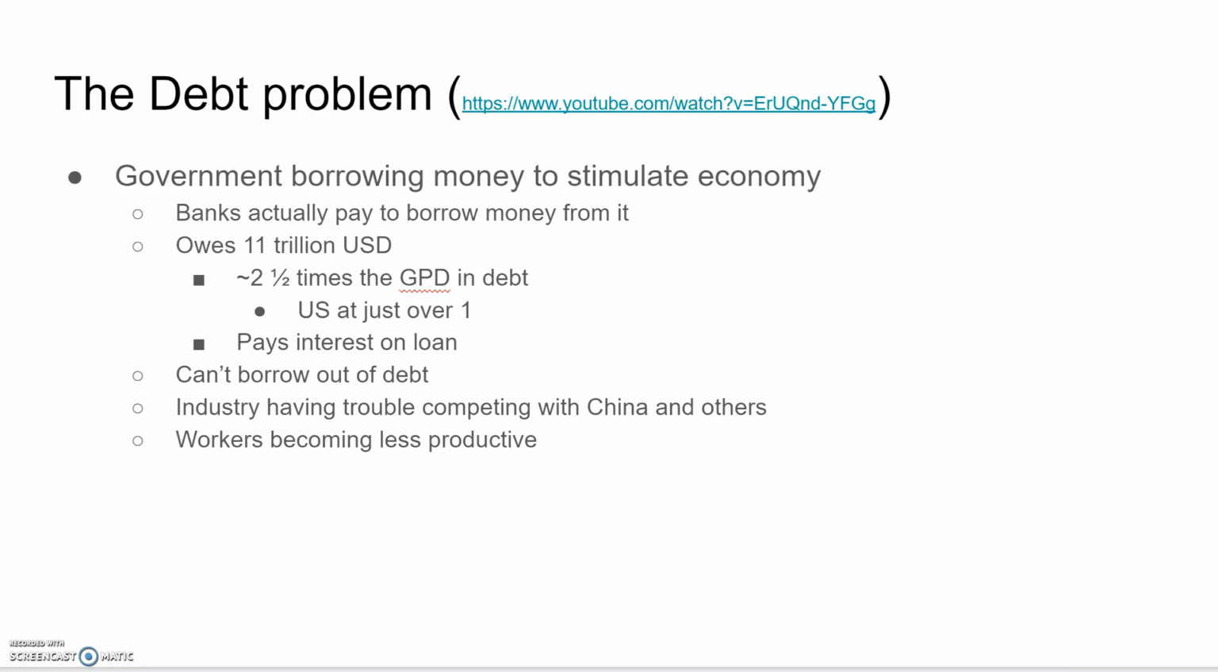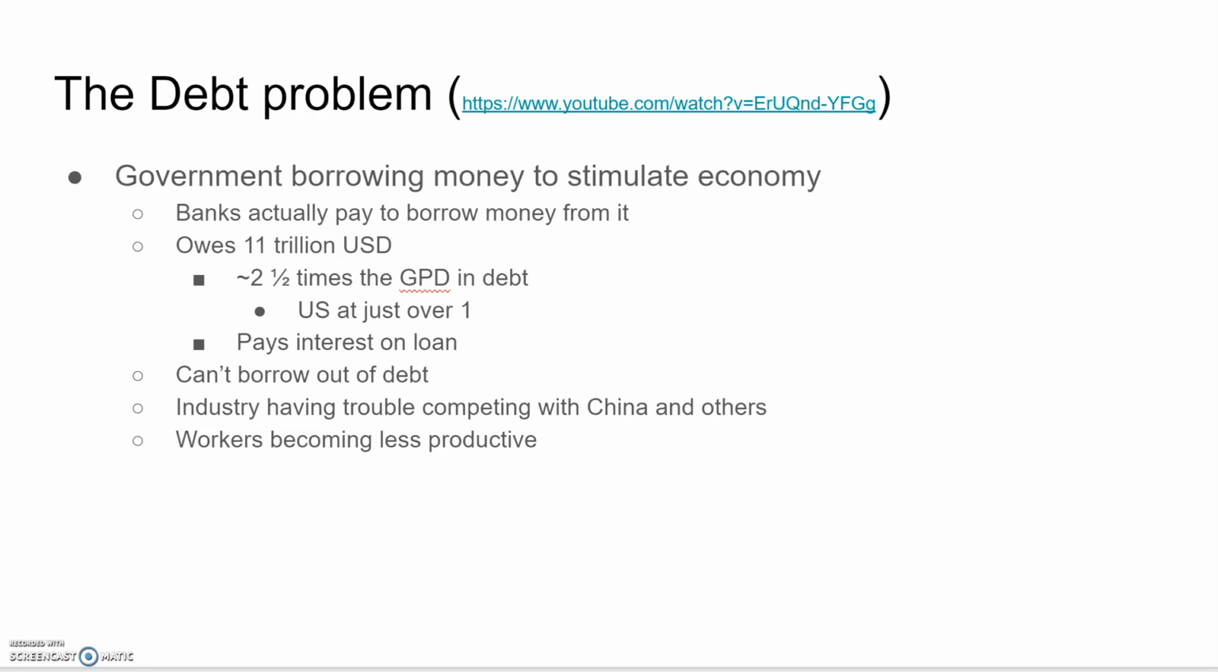So it owes roughly $11 trillion USD, which doesn't sound very big compared to America's debt of well over twice that. But it is 2.5 times the GDP of Japan, whereas the U.S.'s debt is roughly the GDP of one year of the U.S. economy. And they are paying interest on those loans, which means they have to borrow more money to pay back the money they already borrowed, which is extremely complicated. But the main thing you need to know is they can no longer borrow money to get out of debt because they cannot stimulate their economy enough.